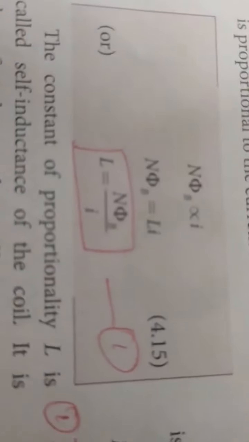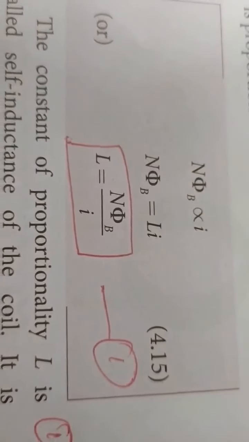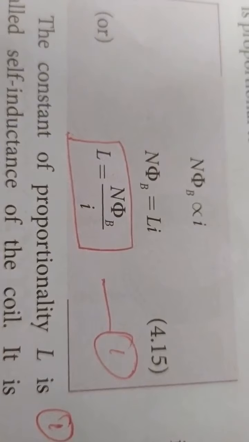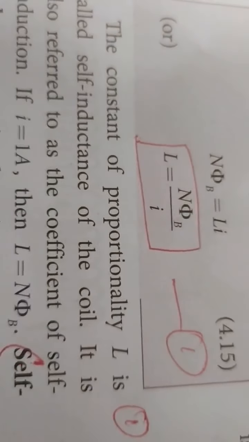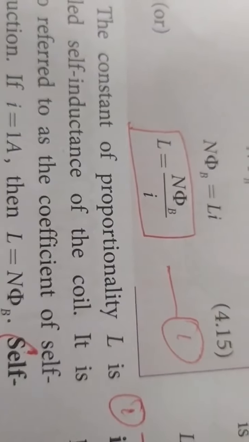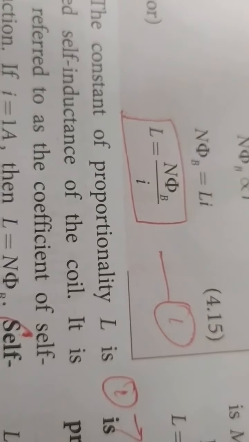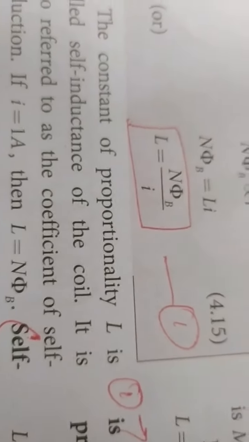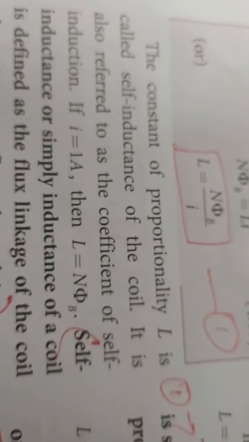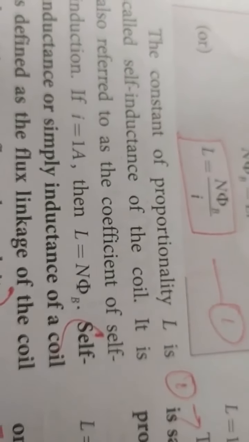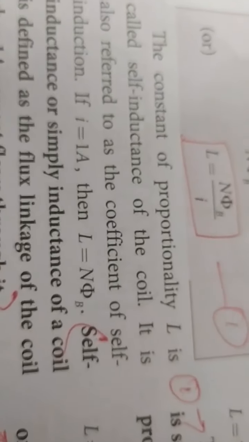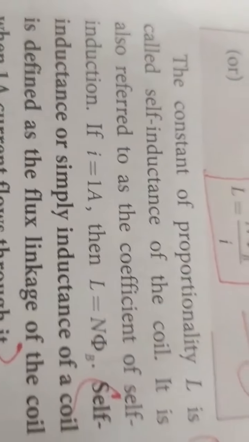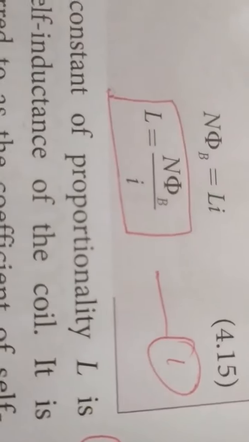Here, when you take N number of turns and phi B as the flux, the flux linkage N phi B is directly proportional to I, where I is the current flowing through the coil, and you can replace that by a proportionality constant. So N phi B is equal to L I, where L is equal to N phi B by I. Here L is the constant of proportionality, which is called self inductance, not self induction, but self inductance. And so this is the main formula: L is equal to N phi B by I.